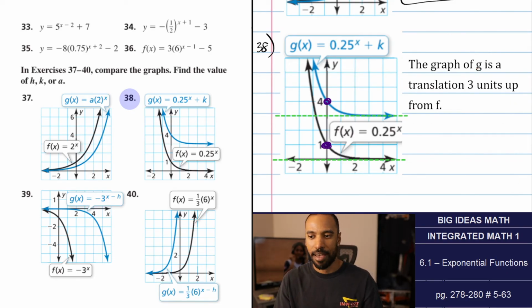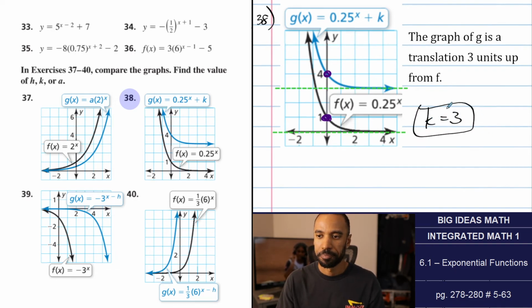That means the K value is 3. K equals 3. Okay. Number 39.